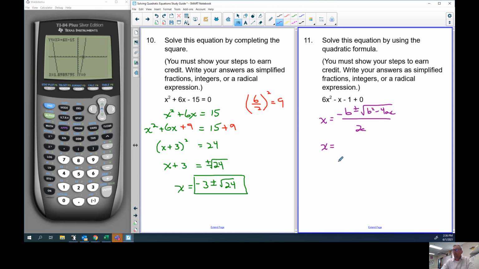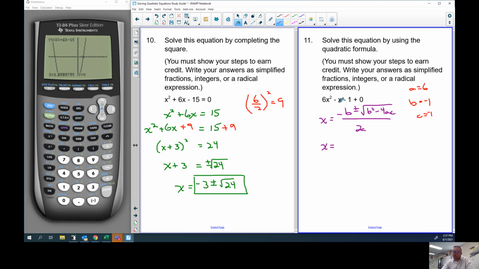All right, so b is negative 1. Okay, so maybe let's do this. Let's go a equals 6, b equals negative 1, c equals negative 1. So now we can plug these things in here.